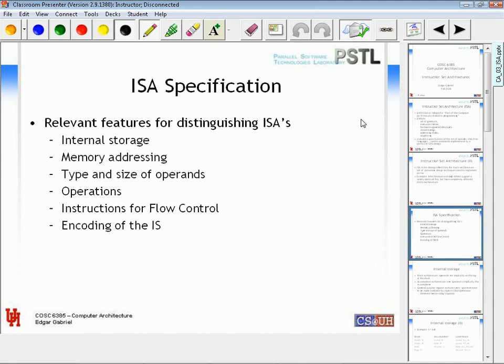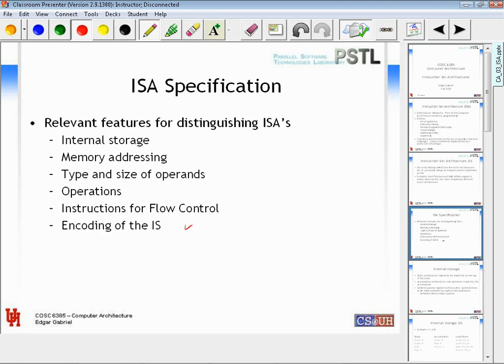What operations are you supporting? How many operands does an operation take? What are the size of the operands? How do you handle flow control issues such as conditional jumps, conditional branches, jumps, etc.? And last but not least, how is your instruction set encoded? So we will see and we will discuss for each of those bullets different options, and we will see what is nowadays the most dominant one.